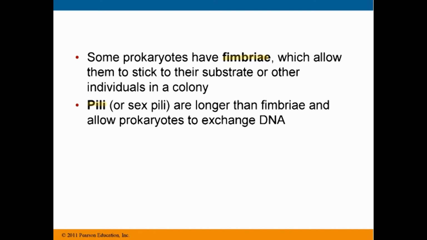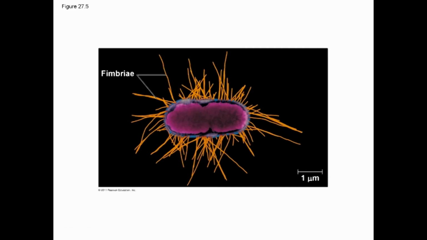Pili, such as sex pili, may or may not be present. These are longer than the fimbriae, and they will actually allow the prokaryotes to exchange DNA from one cell to the next. This is a figure that's showing us what the fimbriae look like, so these long extensions. These will help this particular bacterium actually stick to where it lives, or even stick to other bacteria that live in the same area.